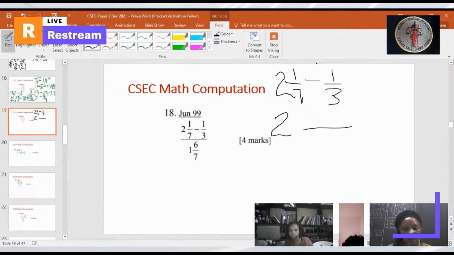And then, miss, all right, so let's find the lowest common multiple. Yes, miss, and then we find the lowest common multiple of 7 and 3, which is 21. Okay. So Amari, continue.